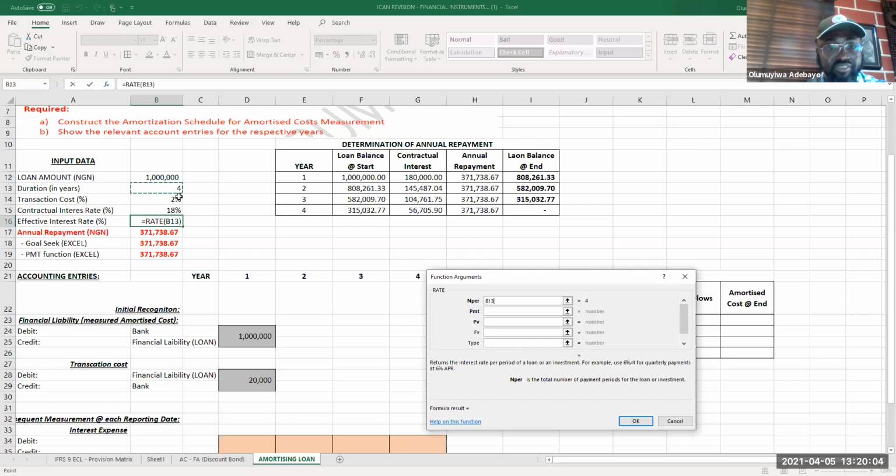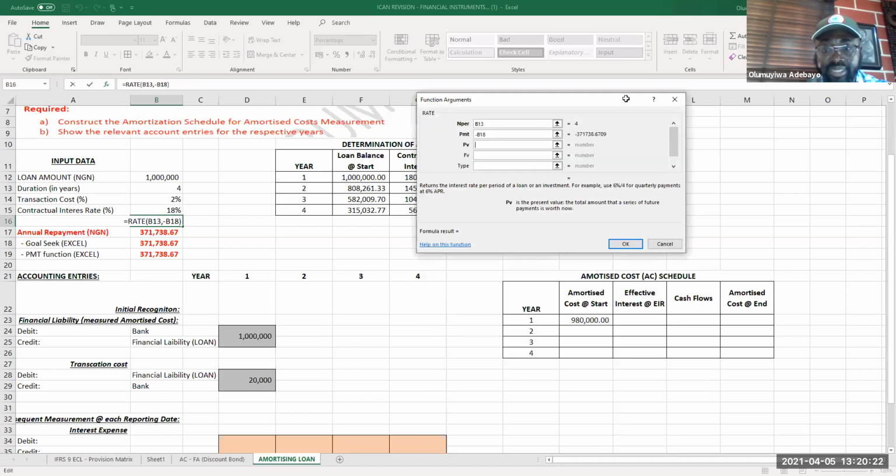My number of payments is 4. The annual repayment, we've gotten it to be this. I can put it in negative because it's an outflow. The present value is 980, if you remember, because we have removed the transaction cost. Future value is 0 because it will have been fully repaid, and the type is 0.